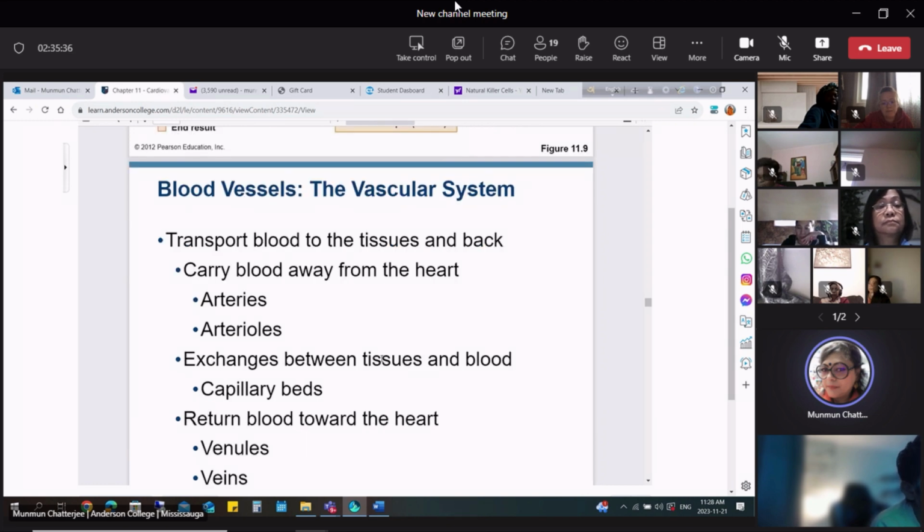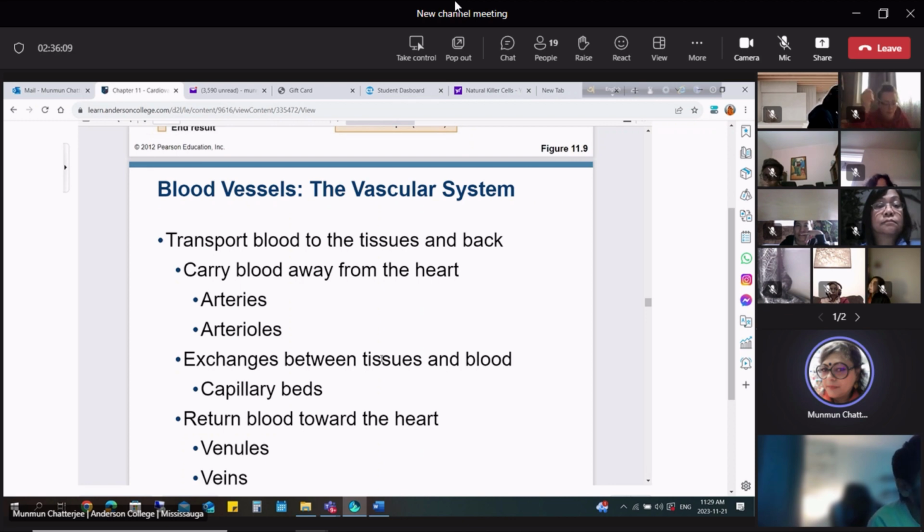Now, what are the functions of the vascular system? Transport blood to the tissue and back. What carries blood away from the heart? Arteries and arterioles. You should know that arteries carry oxygenated blood away from the heart towards the whole body, except the pulmonary artery. Again, I repeat, they carry the oxygenated blood away from the heart.